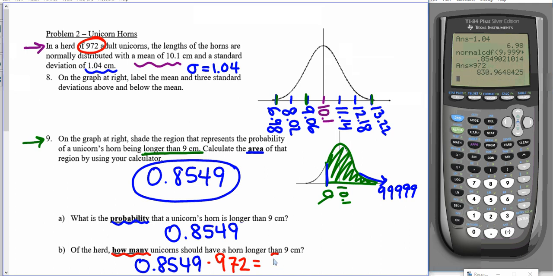Whoops, start writing. There we go. 830.9648, which I can't have a decimal proportion of a unicorn. You could probably make an argument for whether it should be 830 or 831. I think if this were on an SOL test, they would probably take either one. Unicorns. I'll round up because it's the closer one. Okay. All right, let me scroll down.